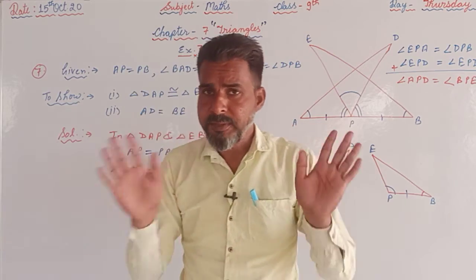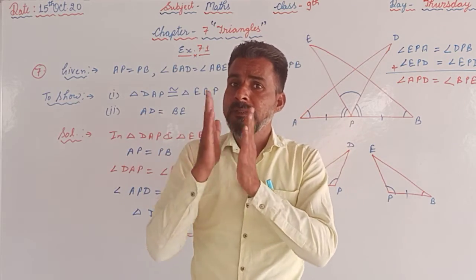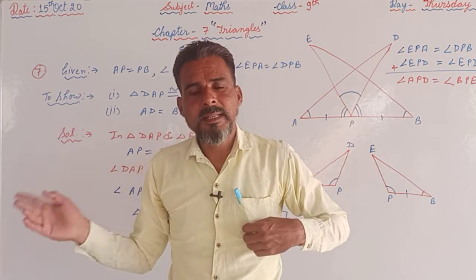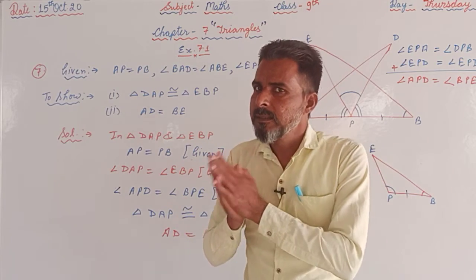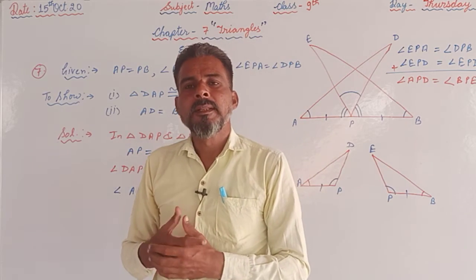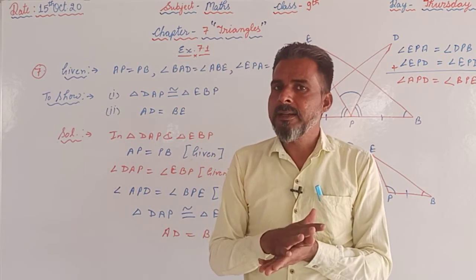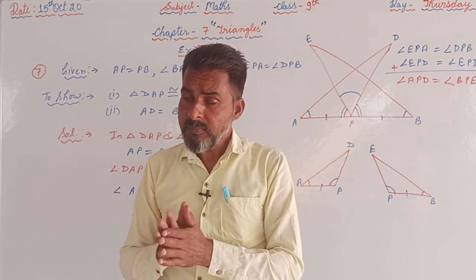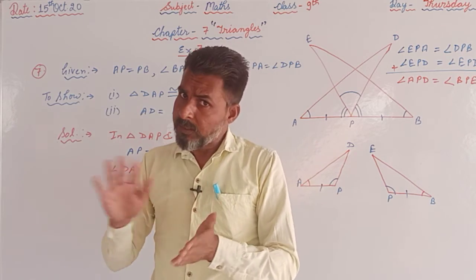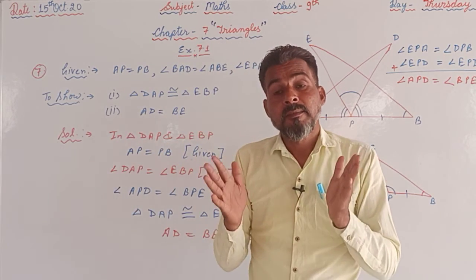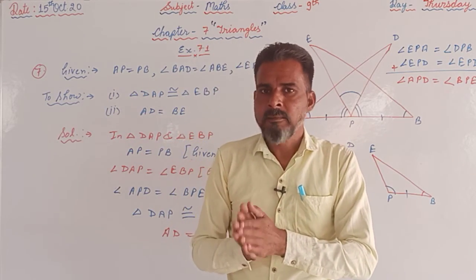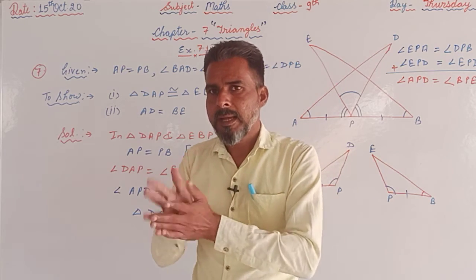Again we are supposed to remind, first one is side side side. If 3 sides of a triangle are equal to the corresponding sides of the other triangle, then we can say the triangles are congruent by side side side. Next thing is side angle side. If 2 sides are equal and the included angle is equal, then the triangles are congruent and the criteria is side angle side. Third thing, angle side angle. If 2 corresponding angles of the triangles are equal and the included side, the common arm, is also the same in length, then we can say that the 2 triangles are congruent by angle side angle.